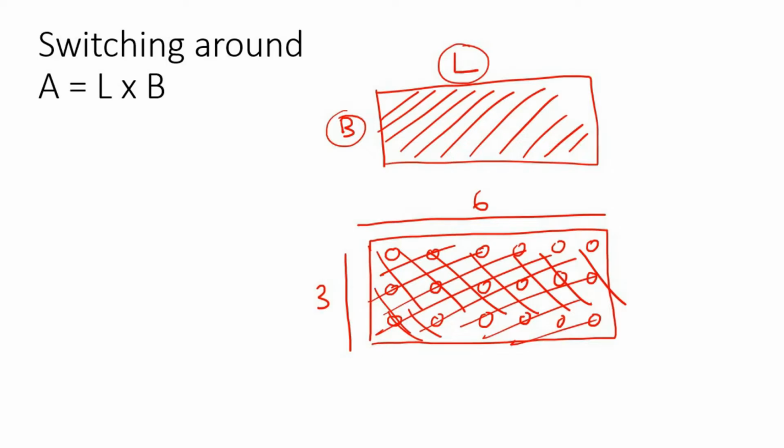So now if we have a formula A equals L times B, we need to be able to use that formula in different ways. For example, maybe they give you the area and they give you the breadth, but then you need to be able to find the length.